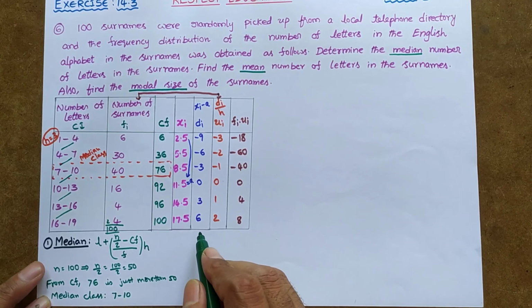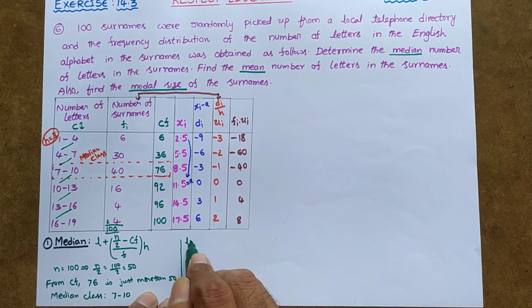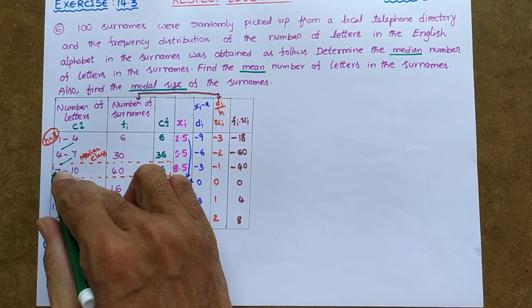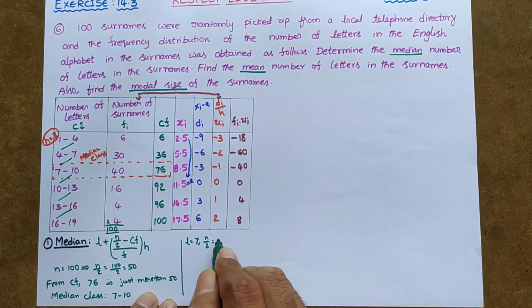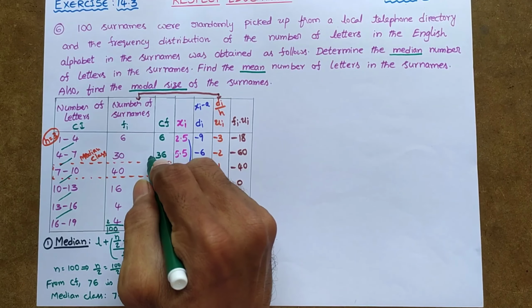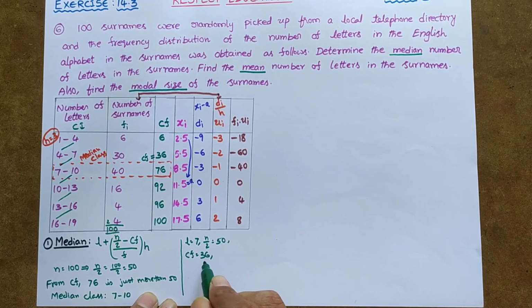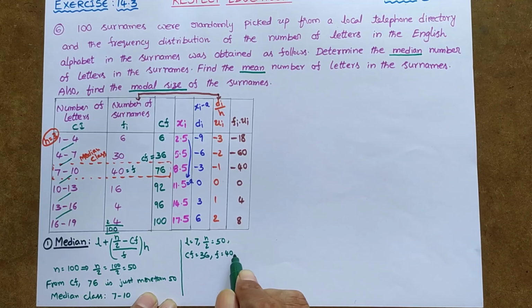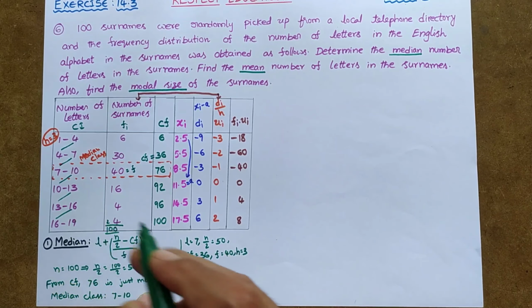Let us write the values. L is equal to its lower class boundary, that is 7. L is 7 and n by 2 is 50, right? And here Cf is the preceding value of the class interval in the cumulative frequency. So here Cf will be 36, and this 40 will be F equal to 40, and then H value, H is clearly you can observe, this is 3.